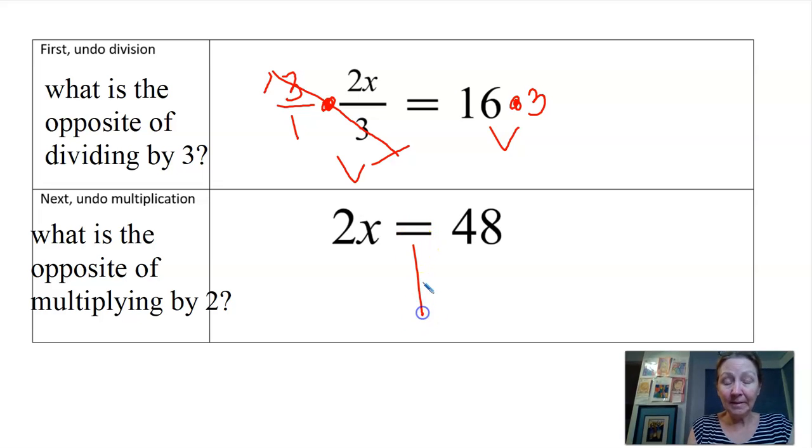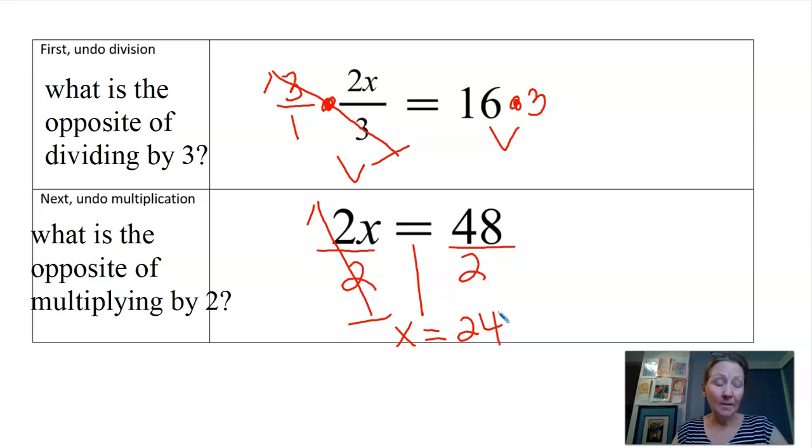So I'm going to draw my balance scale, and I'm going to divide both sides of the equation by 2, right? Because I always look at the side with the variable, and I'm undoing it. 2 divided by 2 is just 1. That leaves me with x equals 24. So we just had an interesting way to solve an equation using two steps.